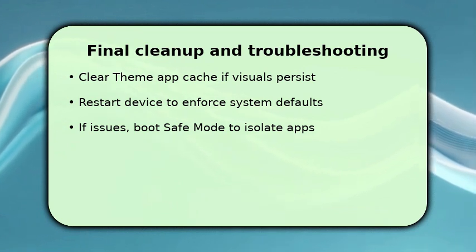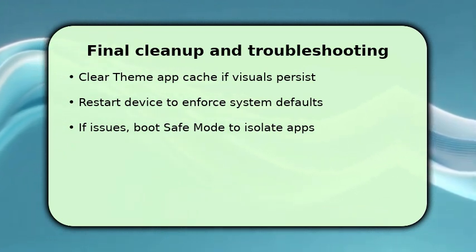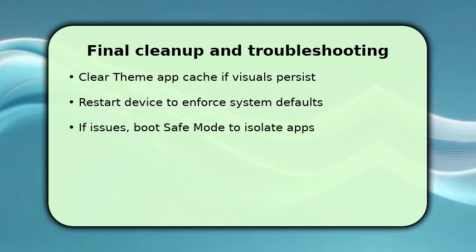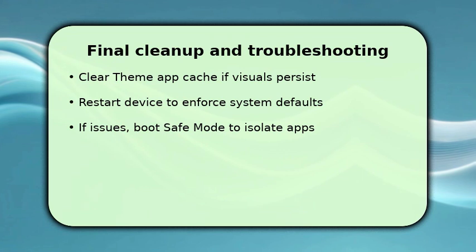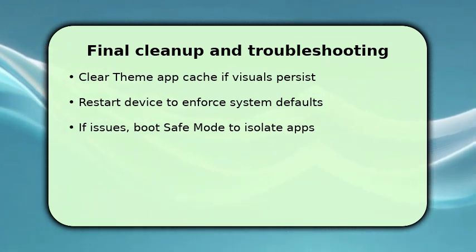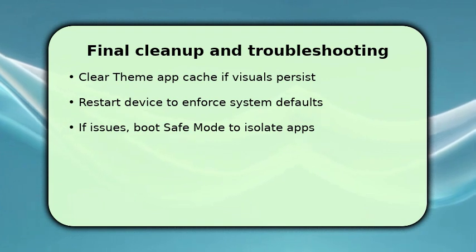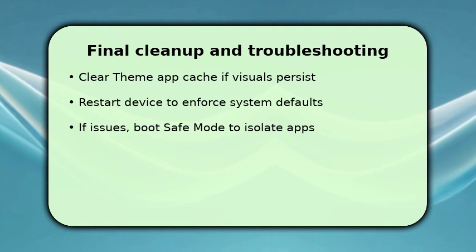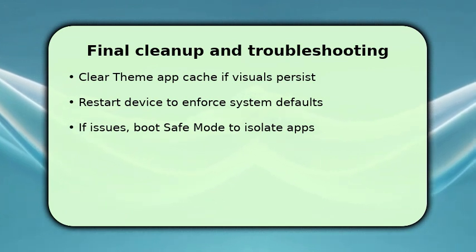If icons or widgets still look wrong, uninstall the theme app or reset home screen layout. Troubleshooting tip: if changes persist, boot into safe mode to check for interfering apps. Uninstall any recent theming or icon apps, and then reboot. That isolates causes and returns your phone to a clean state.